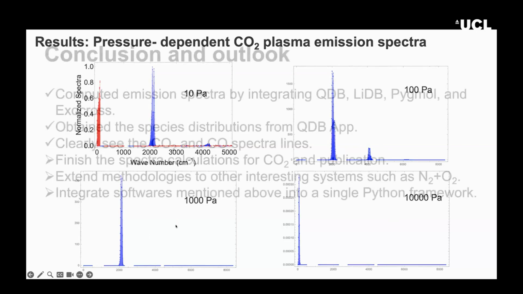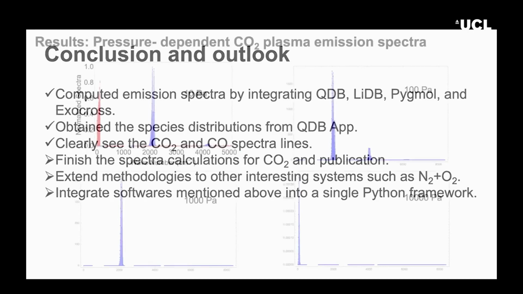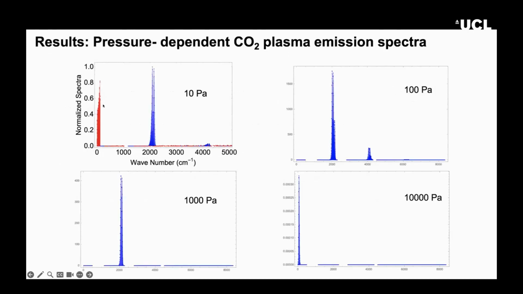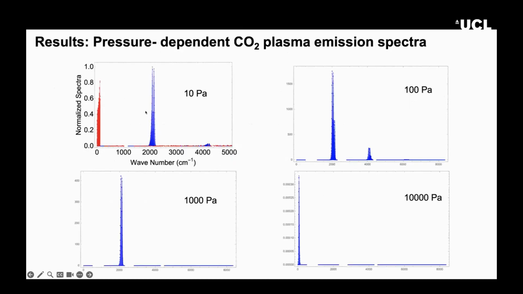So in conclusion, we have simulated the emission spectrum by integrating QDB, lifetime database, Quantemol, and Exocross. We obtain species distribution, and we can clearly see the emission spectrum of CO2 and CO in this low pressure, ambient condition, room temperature.